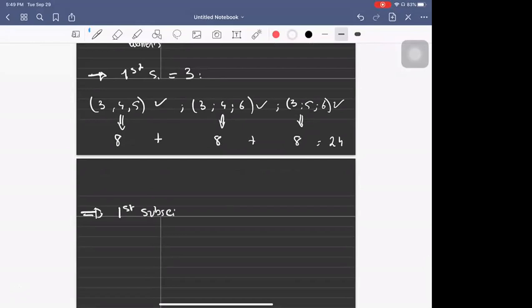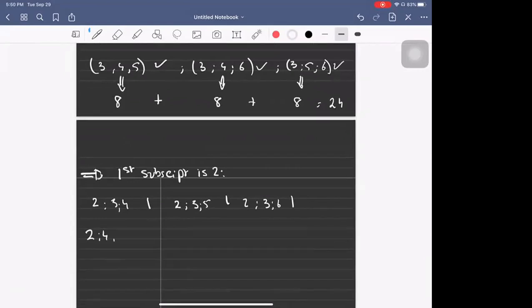Moving on, if the first subscript is 2, then what satisfies the event is 2, 3, 4; 2, 3, 5; 2, 3, 6; 2, 4, 5; 2, 4, 6; and 2, 5, 6. So these are all the subscripts that would satisfy the event if the first subscript is 2.